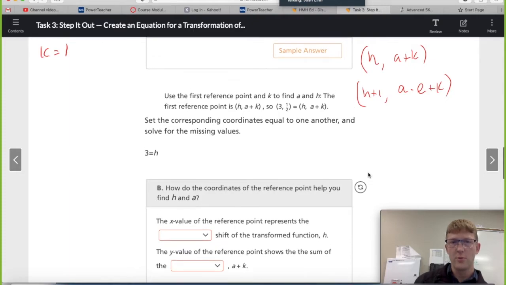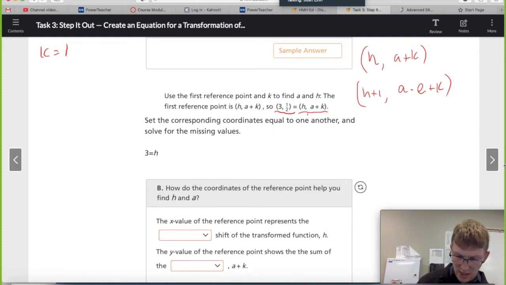So use a reference point and k to find a and h. So we're using our first reference point, which was 3, 1/2. They're reminding us 3, 1/2. So that 3, 1/2 is going to equal our h and a plus k.